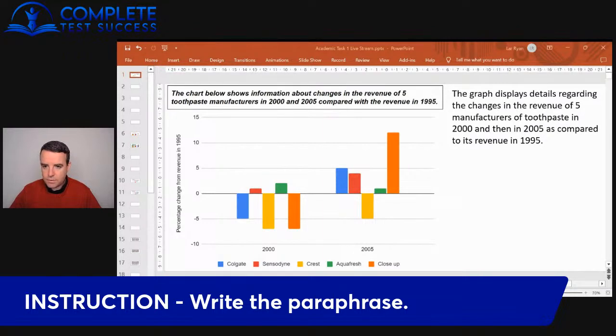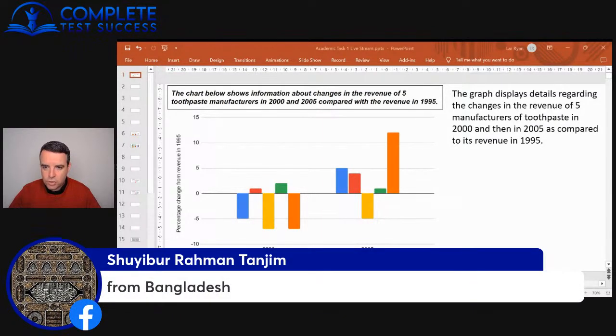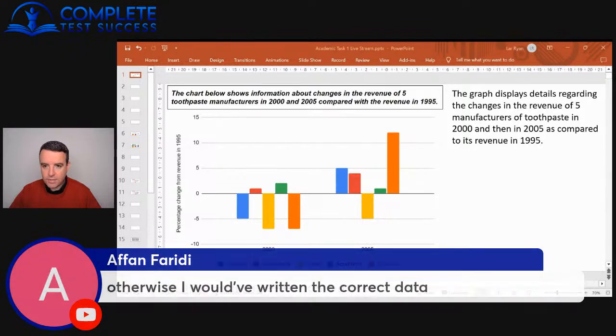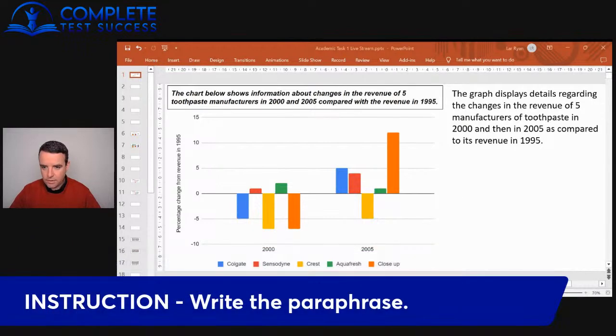Okay, so let's see what else we have here. Shui Burr from Bangladesh. Lovely to have you here. Welcome. Sorry, actually the screen was blurred. Yes, that was my internet connection. My internet connection wasn't great for a minute. So that's why the data was wrong. Okay, so perfect. So that's obviously not something for you to be concerned about when you're in your IELTS test.